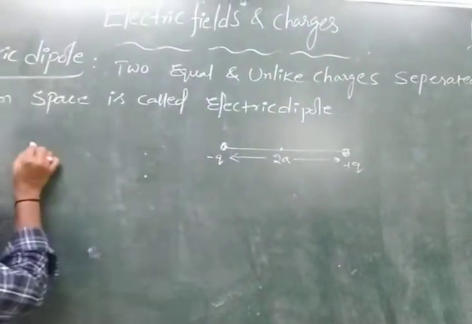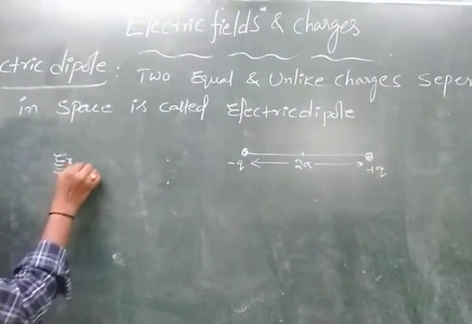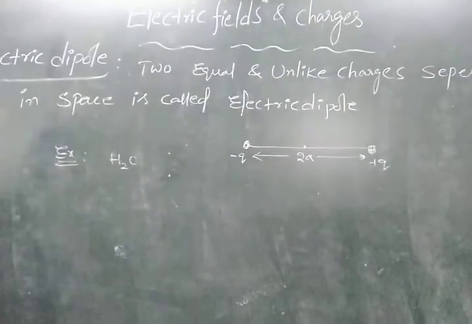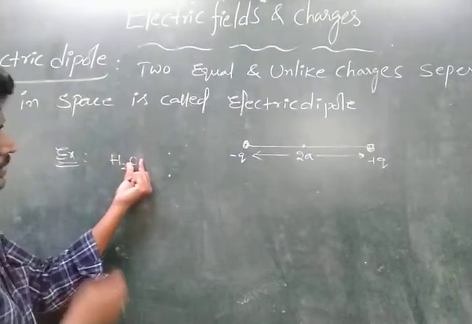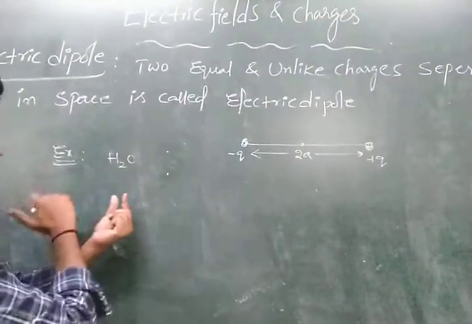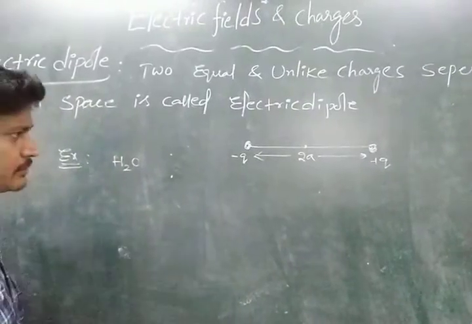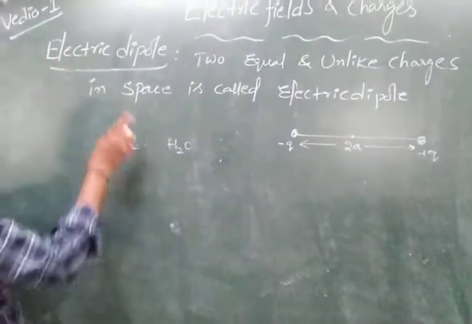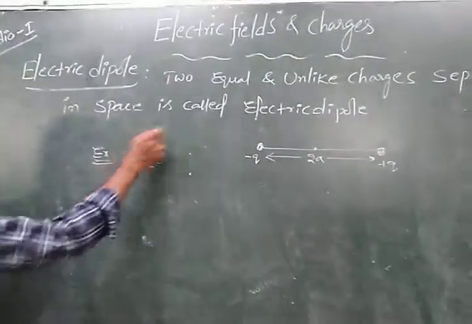Here is an example of an electric dipole, that is H2O. Here O is the oxygen atom, and the hydrogen atoms are located at a certain distance. So this is an example of an electric dipole.